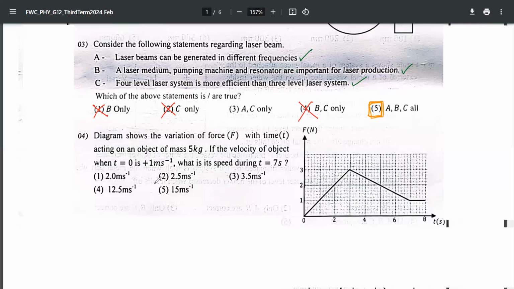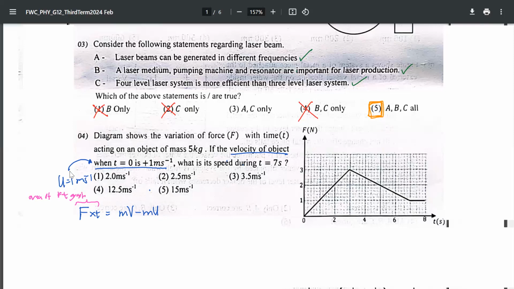They have given a very important point here: there is an initial velocity. The velocity of the object when time is equal to 0 is +1, so u is 1 meters per second. Whenever you see a force time graph, you need to go to Newton's second law: Ft equals mv minus mu. Whenever they give you an Ft graph, how will you find Ft? It is the area of the force time graph.